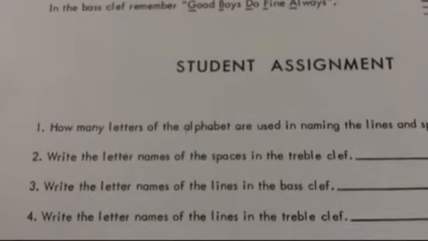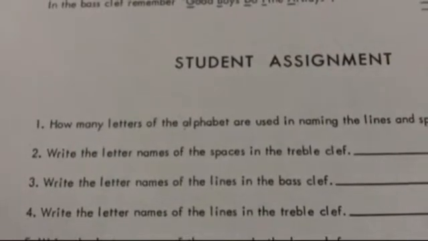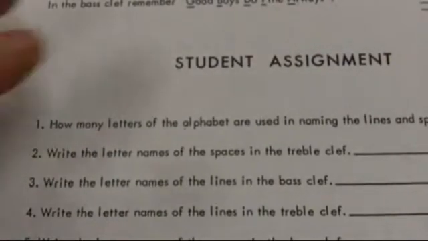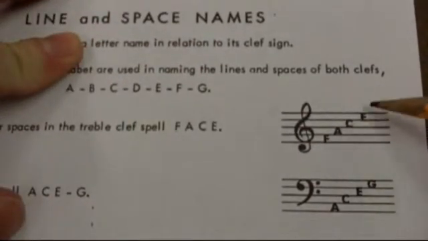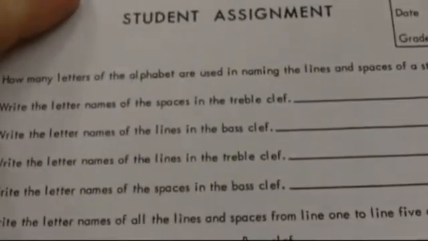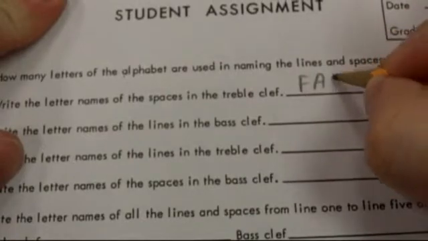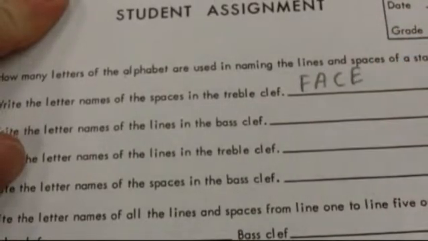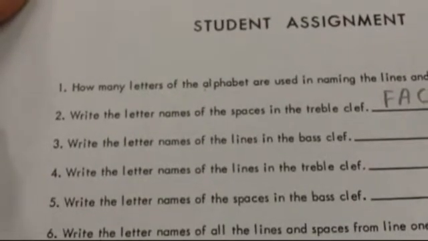And then it says write the letter names of the spaces in the treble clef. All right. So if you don't know that by memory by now, you can go back and remember the spaces of the treble clef. We've got them. F-A-C-E. So that's what we'll write there. F-A-C-E.